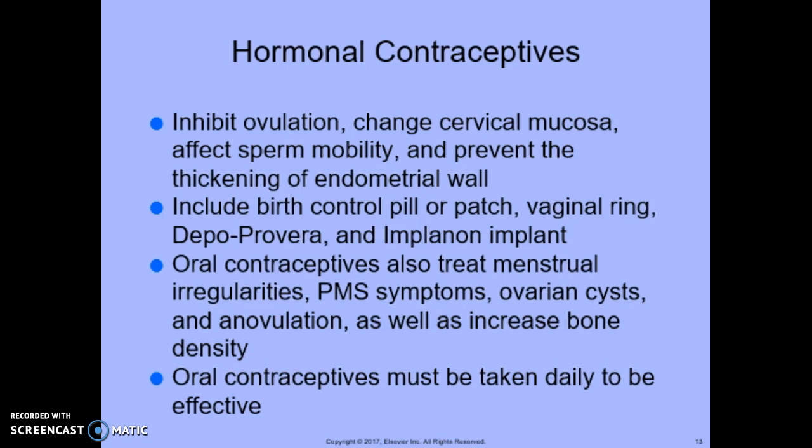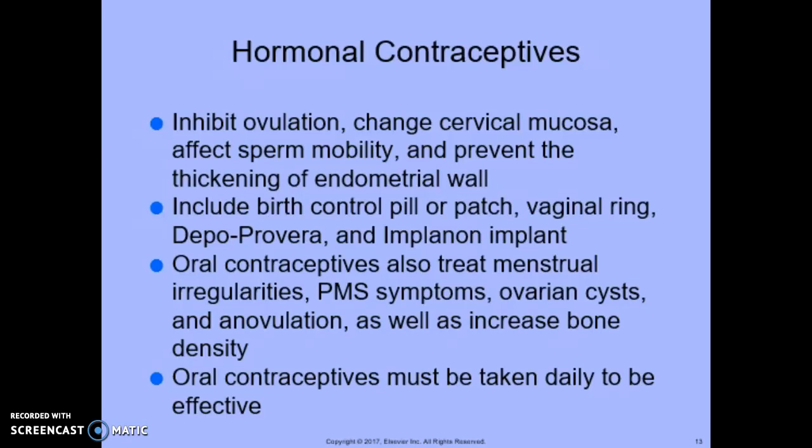Hormonal contraceptives inhibit ovulation, change the cervical mucosa, affect sperm mobility, and prevent the thickening of the endometrial wall. Included are birth control pills or the patch, vaginal ring, Depo-Provera. Oral contraceptives also treat menstrual irregularities, so they are sometimes given for PMS symptoms and ovarian cysts, and oral contraceptives must be taken daily to be effective. So if they are not taken daily, they are not effective.